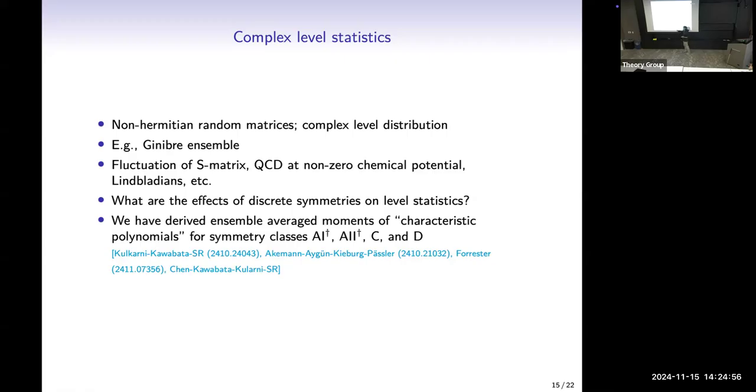Almost simultaneously with our work, this group also studied the level statistics of A1 dagger and A2 dagger, and recently another paper also mentioned level statistics of these cases. Class C and D, we posted our paper to arXiv like 2 weeks ago, but it has been on hold for 2 weeks. I don't know why, but I hope it will show up soon.